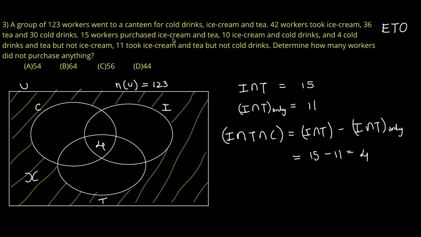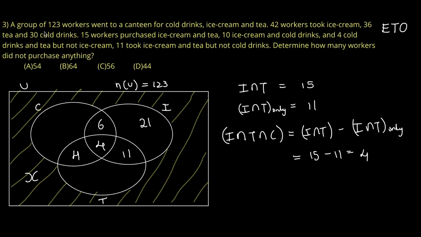So 15 workers purchased ice cream and tea and 11 workers purchased ice cream and tea only, and they gave 4 workers purchased cold drinks and tea but not ice cream. 10 workers purchased ice cream and cold drinks, but we need to find workers who purchased only ice cream and cold drink. We can find that by subtracting 4 from 10. We get 6. 42 workers took ice cream. To get people who only bought ice cream, we need to subtract 42 minus 6 minus 4 minus 11. We get 21.